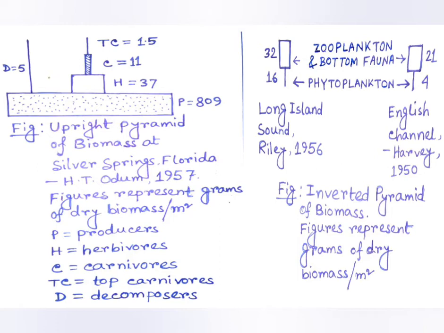The second figure shows the inverted pyramid of biomass. An inverted pyramid of biomass is also found in certain situations. For example, in lakes and open sea, the producer organisms or phytoplanktons are very minute and short-lived, while the primary consumers such as fishes, many species of crabs and squids, whales, etc. are much larger and long-lived. Thus, the standing crops of the consumers may be greater than that of the producers.